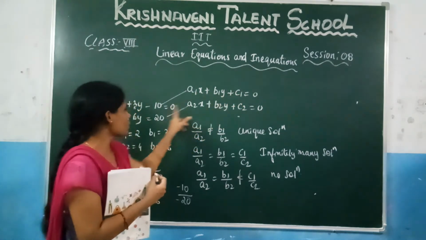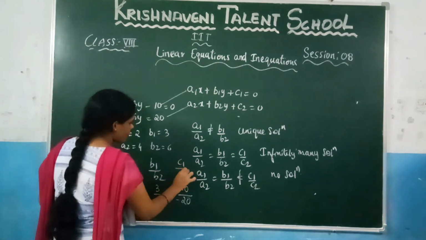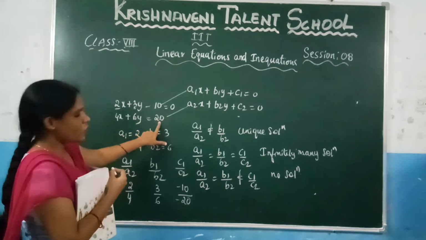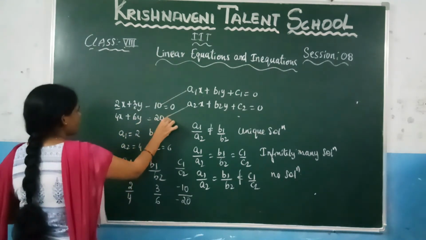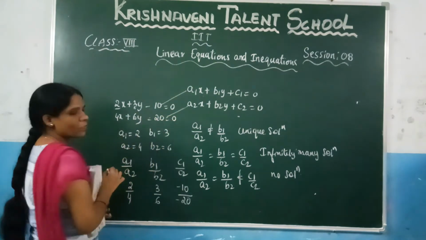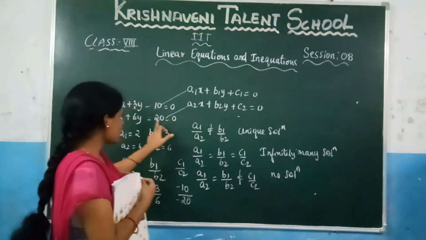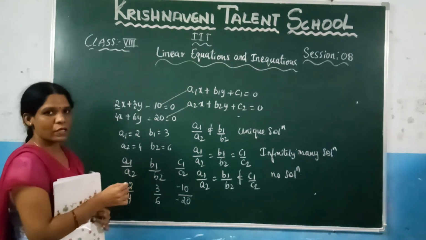Now what is the value of c1? Which is minus 10. So here I am writing the c1 by c2 value. Now again if you take this 20 to this side, it will become minus 20. So what you will get here is equal to 0. Now again if you compare, what is the value of c2, which is minus 20.